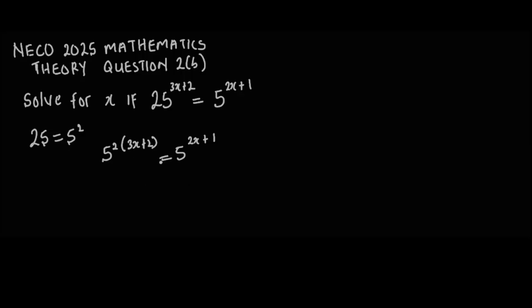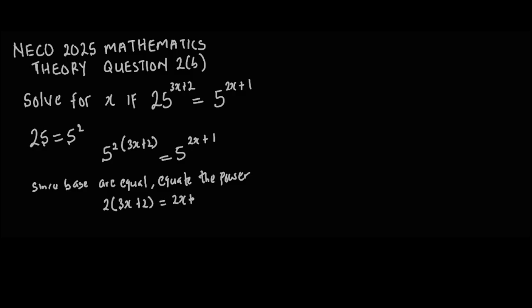Now, having this, what do we do in this case? Since they have the same common base, what do we do? We equate the power. That is, since the bases are equal, that is, they have the same common base, we equate the power. When we equate the power, we have 2 open bracket 3x plus 2 equals 2x plus 1.